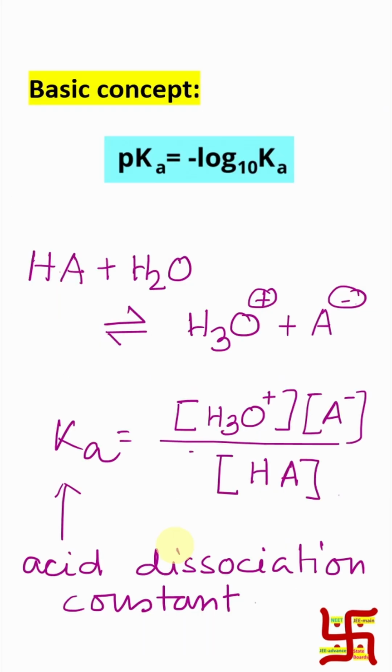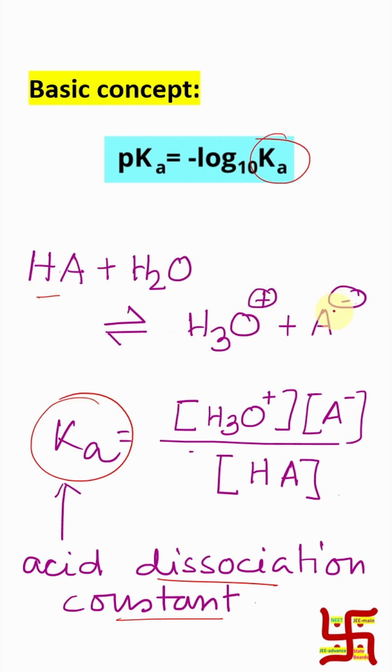So what is pKa actually? pKa means minus log base 10 of Ka. Then what is Ka? Ka is actually, students, the acid dissociation constant. For example, if you take acid HA, it dissociates in water and produces H3O+ and A-. So if you look at this expression, it is the product ions divided by the reactant. So this is actually the expression for Ka.